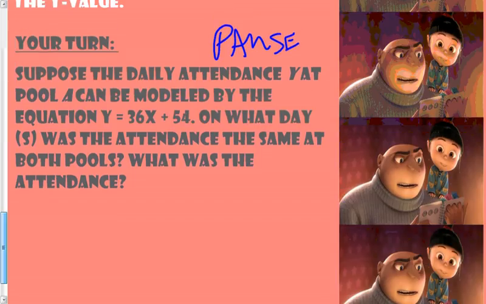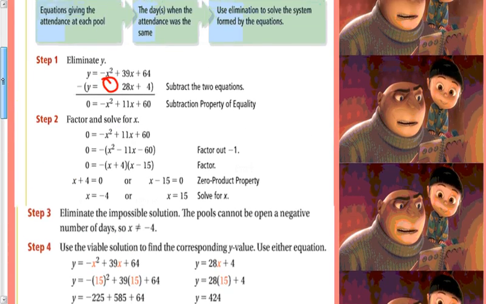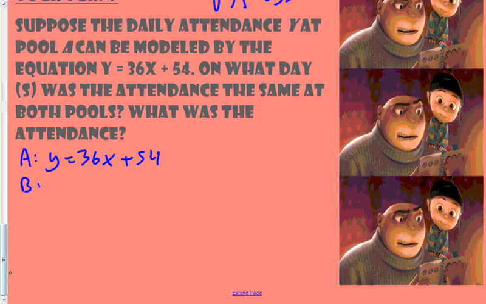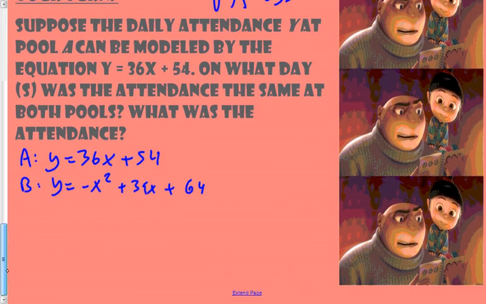So it says, suppose the daily attendance y at pool A can be modeled by the equation y equals 36x plus 54. So we're just going to use the same one as before for pool B. So we have pool A is y equals 36x plus 54. Pool B was, let's just go up and check, negative x squared plus 39x plus 64. That is a 39x. Let's just double check that I did that right. Yes, I did.